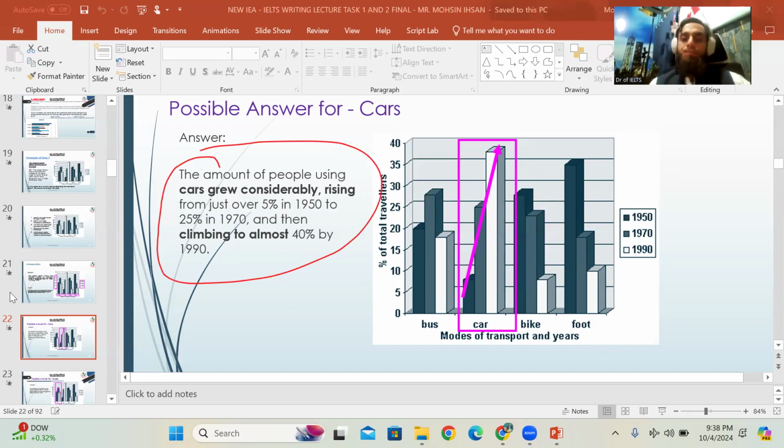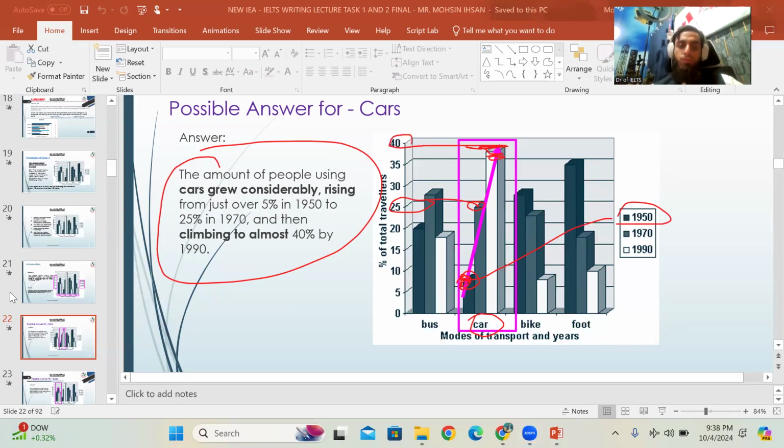Now in the comparison, first we talk about car. The use of car in the initial year 1950 is roundabout 5%. Then it became, you can see here, 25%, and then at the end, approximately till the mid, it is equal to approximately 40%, right?